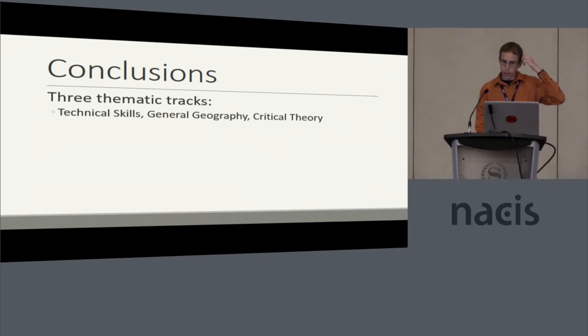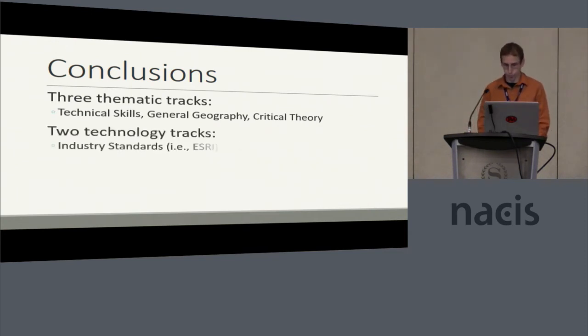So I think it's important to balance, a few kind of conclusions. It's important to balance technical skills, geography, and critical theory. These were the three sort of big overarching motivations that came up. Industry standards versus exposure to a broad range of technologies. Again, that was a key theme, sort of key tension that people were dealing with.